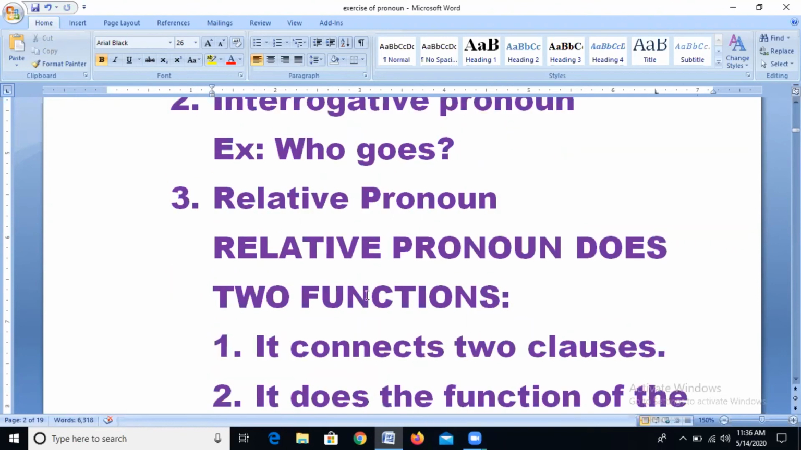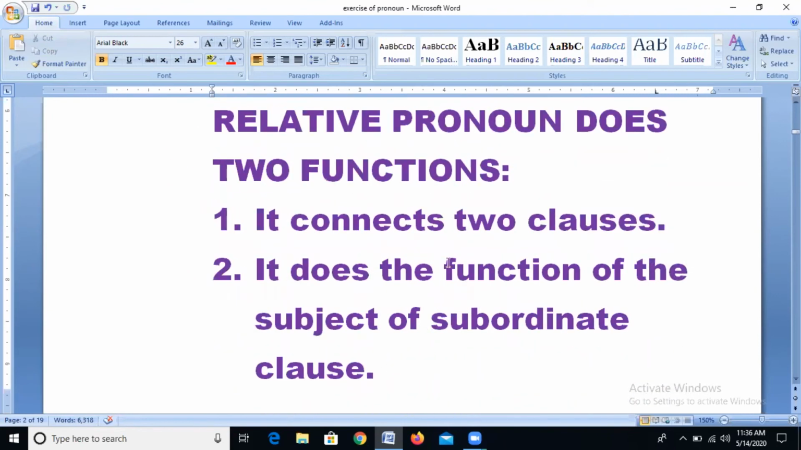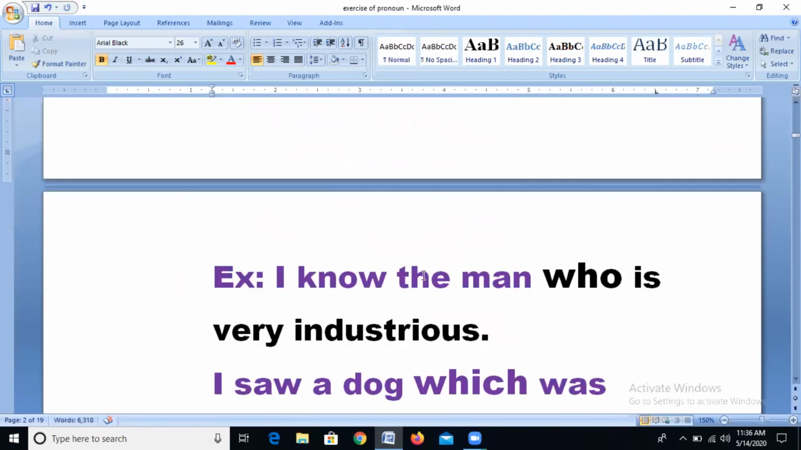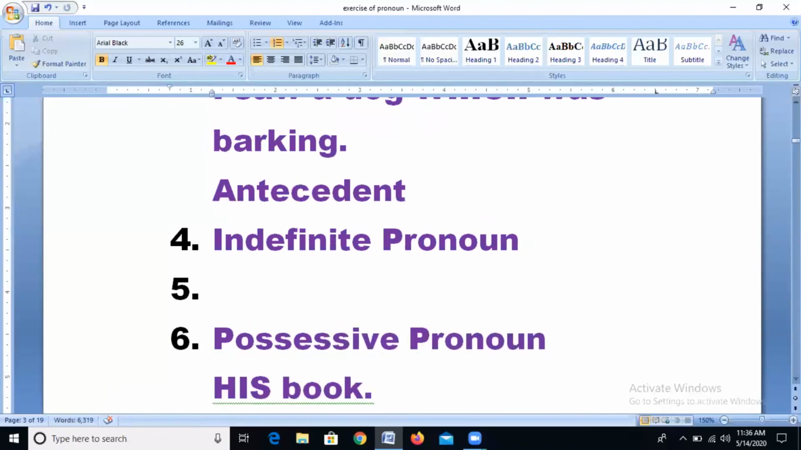All right. Now come to relative pronoun. I have already given you examples, and I have also defined it. Now come to indefinite pronoun. Indefinite pronoun means which is not definite. Definite means specific. And indefinite means non-specific. It does not specify.